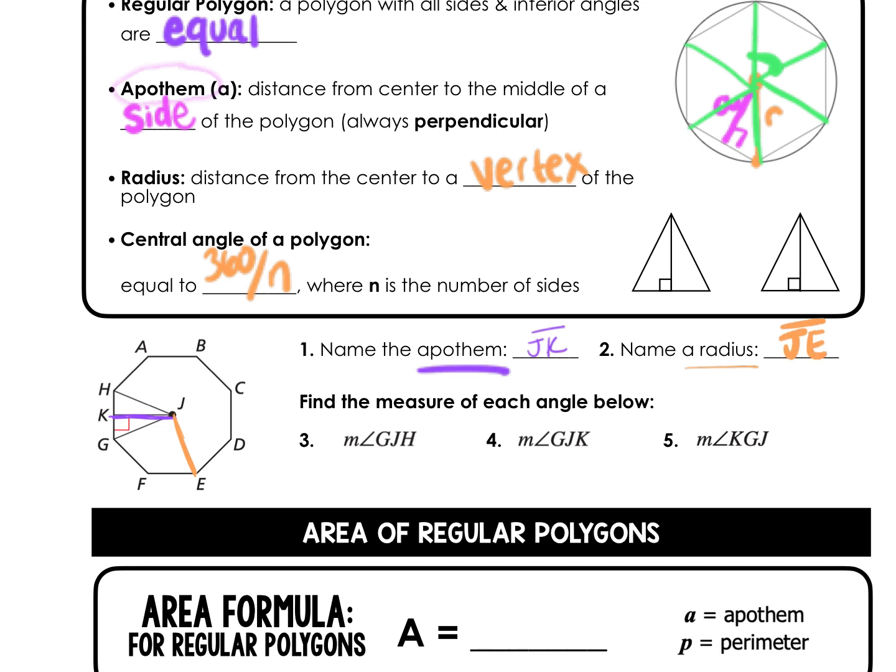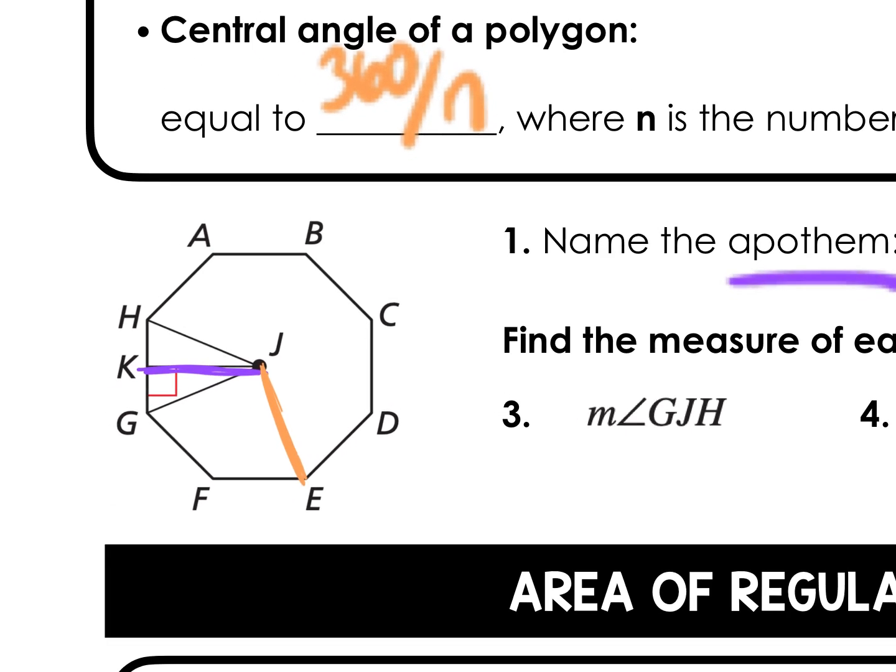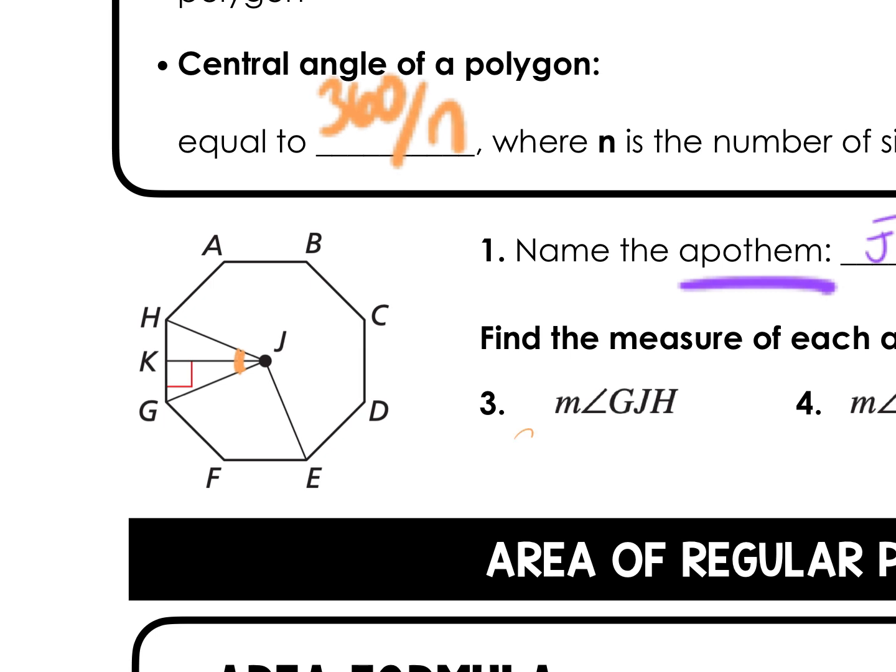Find the measure of each angle. When we are doing the measures of angles, we're looking at the same picture. So angle GJH. I'm just going to erase some of my drawing on here. GJH would be this angle right here. That is a central angle. Central angle of a polygon is going to be 360 divided by the number of sides that the polygon has. And if you count, this polygon has 8 sides. So 360 divided by 8 is 45 degrees. So that angle is 45 degrees.